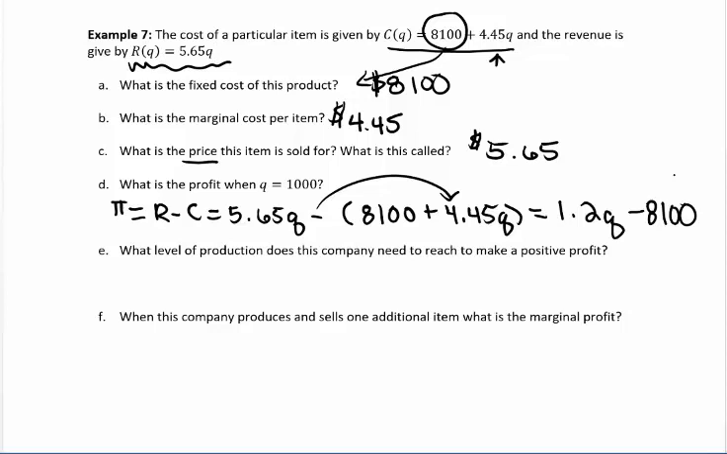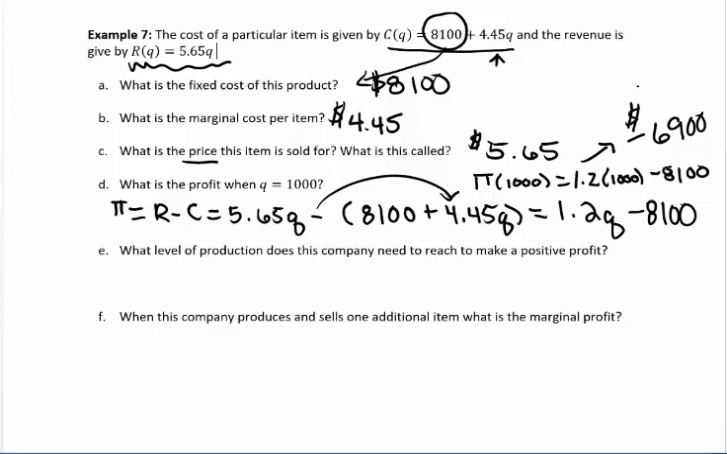So that's our profit function, 1.2Q minus 8,100. So if we want to know the profit when Q equals 1,000, we're going to plug in 1,000 for Q here. So 1.2 times 1,000 minus 8,100 to get the corresponding profit. It turns out that when you plug this in, you get negative $6,900. So the profit here is a loss, right? So when we talk about profit, it could be something that's profitable, which means you have positive profit, or it could be a loss, which means you still are in the hole more money than you've made. So our profit here is negative $6,900.